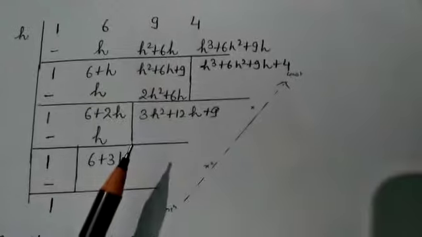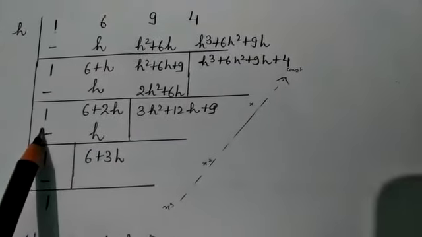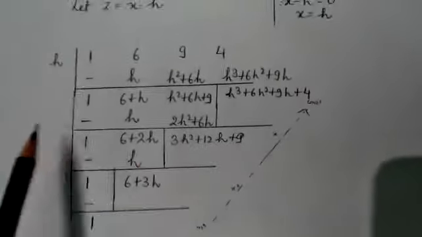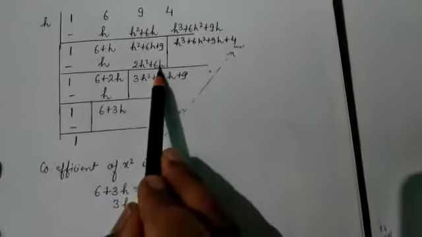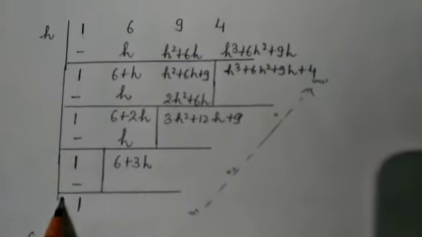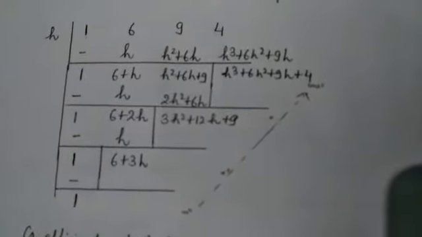Again we do the same process. 1 will remain as it is. 1 into h will be h. On adding this, we get 6 plus 2h here. 6 plus 2h multiplied by h gives 2h square plus 6h. And on adding, we get 3h square plus 12h plus 9. Again the same process. 1 will remain as it is. 1 multiplied with h gives h. And on adding these two, we get 6 plus 3h. And finally, here we get just 1.